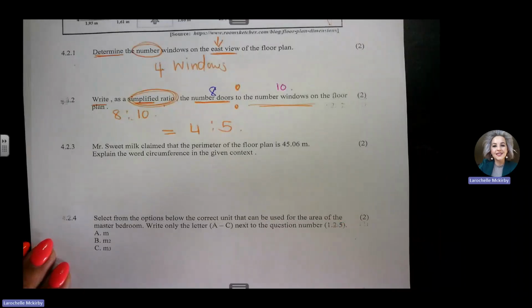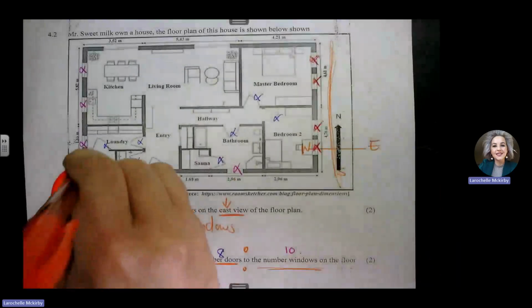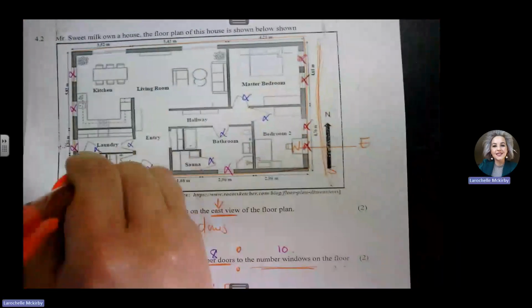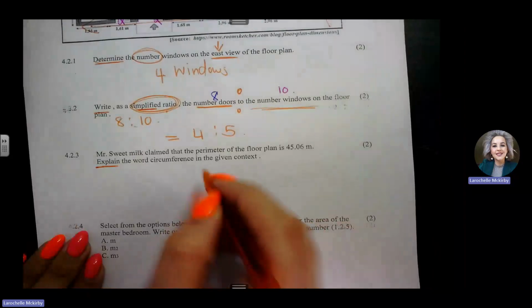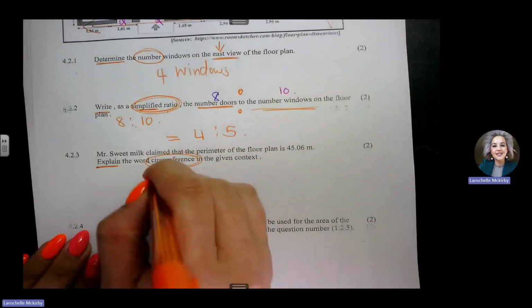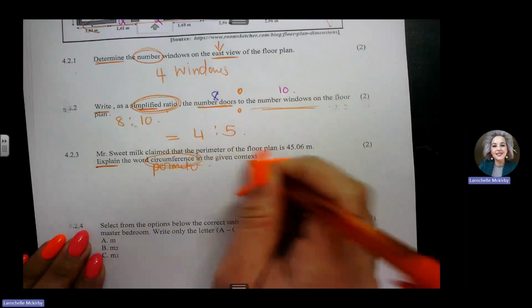Right. Okay, 4.2.3. Mr. Sweetmilk claimed that the perimeter of the floor plan is 45.06 meters. So again, looking at perimeter, this is what he's calculating, and I've just done that in the previous one as well. So now they're asking me to explain the word perimeter in the given context. I have just in the previous example very nicely explained to you what a perimeter is. Please take a moment and write down the definition for perimeter in the given context.